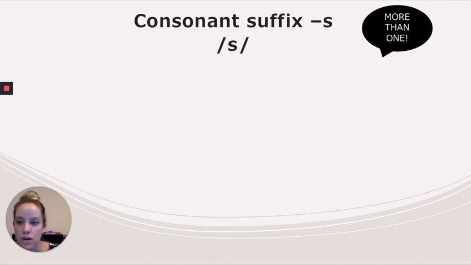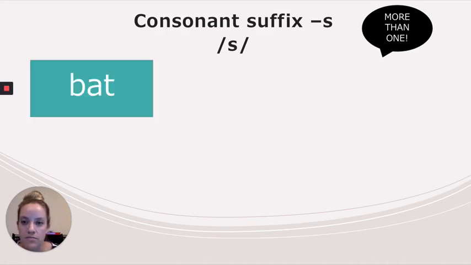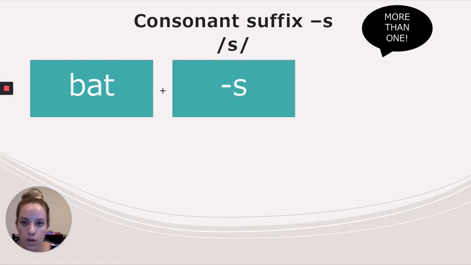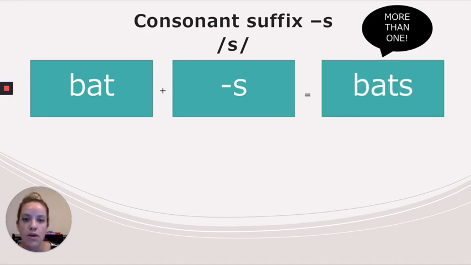The first one that I'm going to show you, I'm going to show you the base word, and it's a consonant suffix because S is a consonant. This first word is bat. When it's just by itself, it's the base word. It means just one. When I add the suffix S to the end, we get bats, and now we have more than one. It could mean 2, it can mean 5, it can mean 100. It just means more than one.